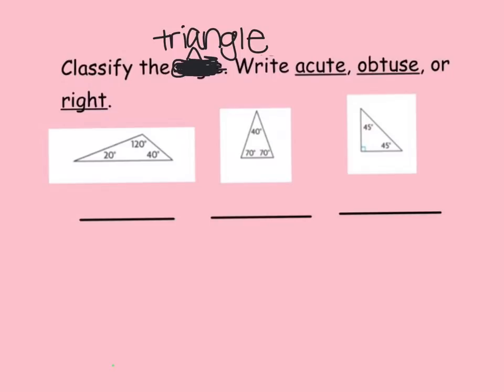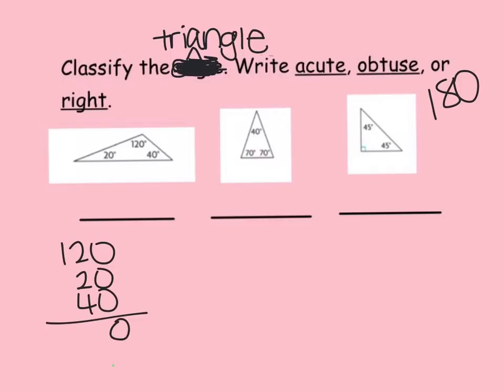Now anytime you have a triangle, it should equal 180 degrees when you add up all of the angles inside of the triangle. So if I add 120, 20, and 40 degrees all up, I would get 4 plus 2 is 8, and 1, bring down your 1, is 180 degrees. Let's go ahead and try the middle one. 70 plus 70 plus 40.